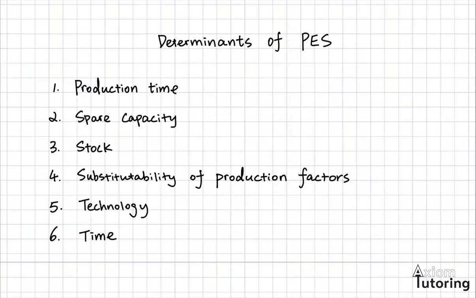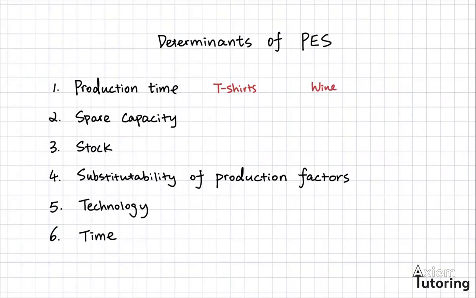A high PES example is fast fashion t-shirts. Companies like Zara can quickly produce more t-shirts in response to price increases because production cycles are short for them. Supply is highly responsive. A low PES example is wine production.